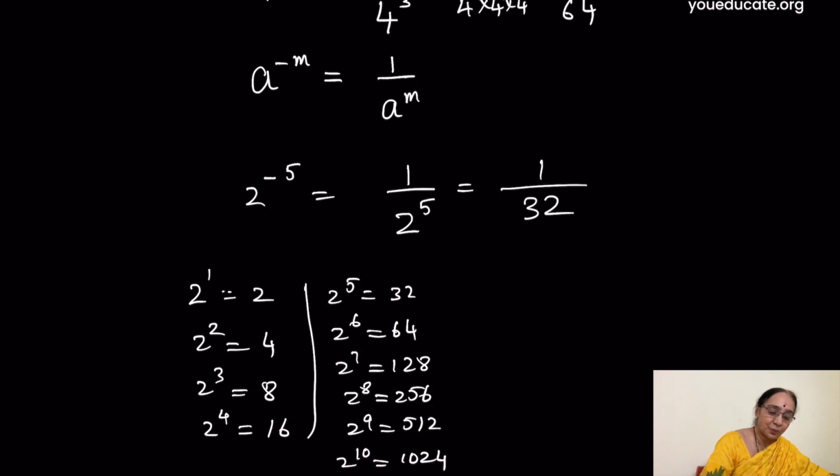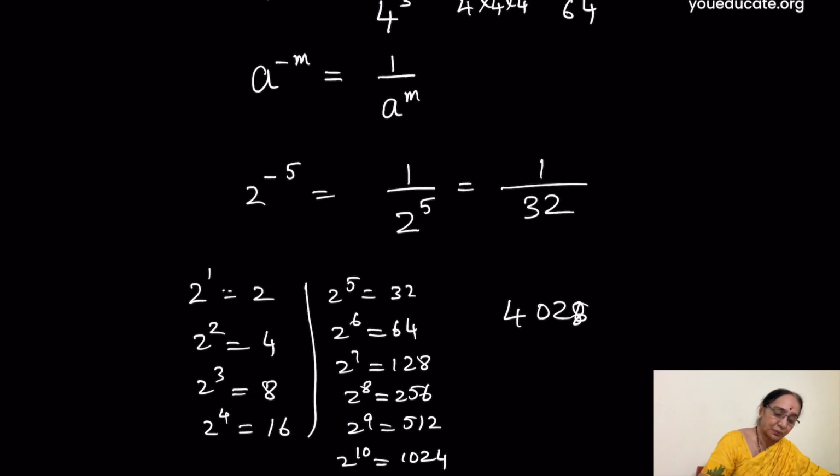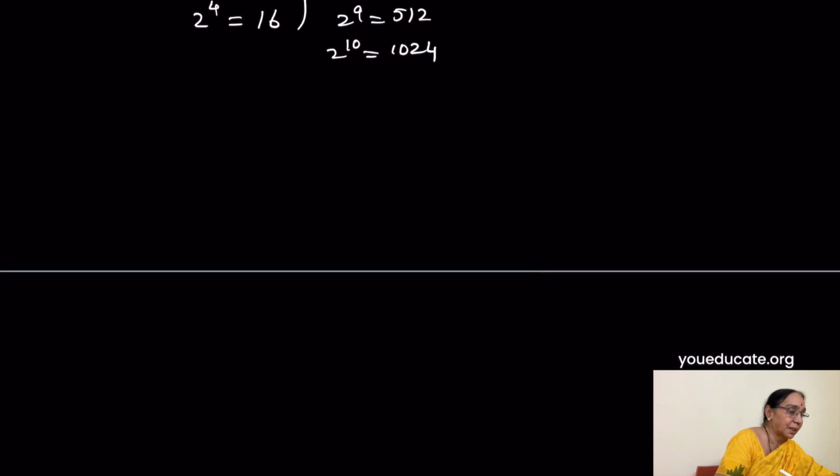I'm sure some of you would have played the game 2048, sorry, yeah, twice. 4096. Yeah, 4096. That will be 2 power 12. Now, having learned the negative powers also, let us do some calculations.